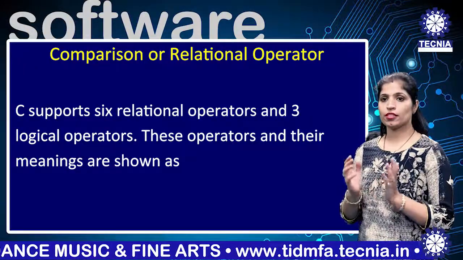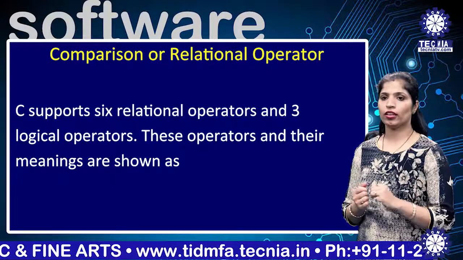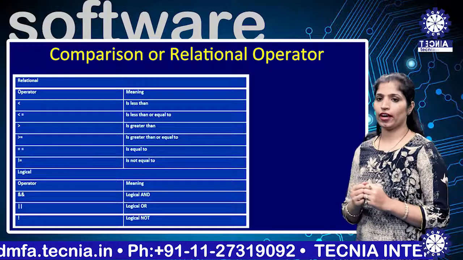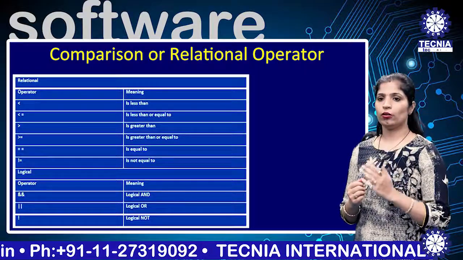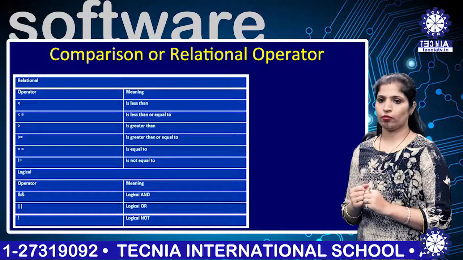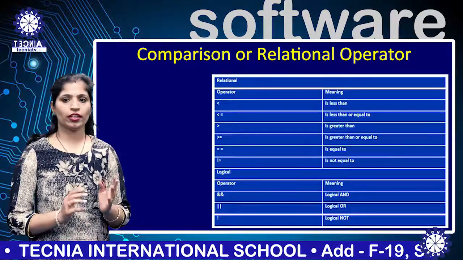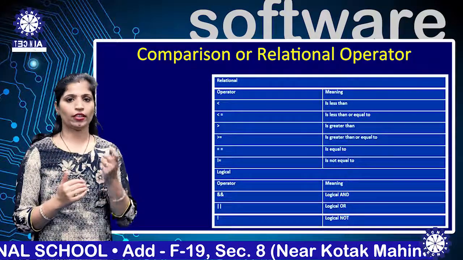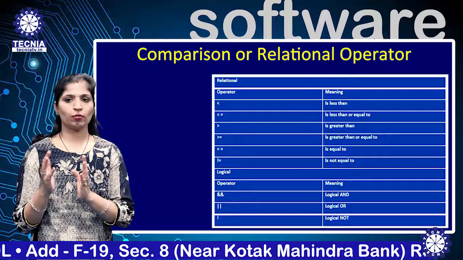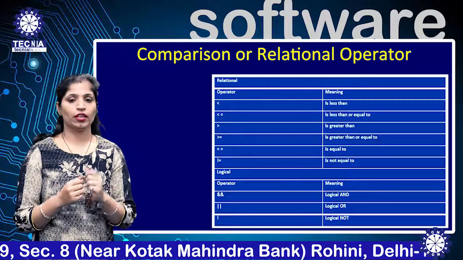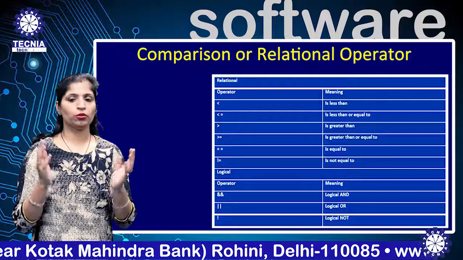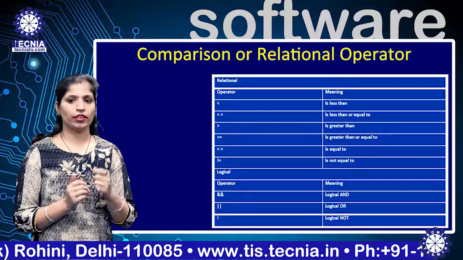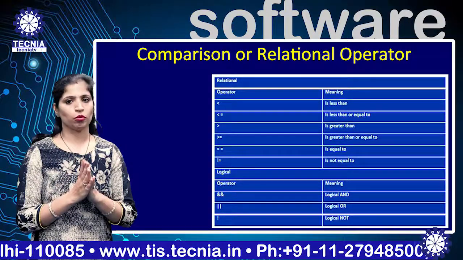C language supports 6 relational operators and 3 logical operators. These operators and their meanings are shown in the diagram. They are lower in precedence than the arithmetic operators. A simple relational expression contains only one relational operator and takes the following form: arithmetic expression 1, relational operator, arithmetic expression 2. Here arithmetic expressions 1 and 2 may be simple constants, variables, or a combination of both of them.